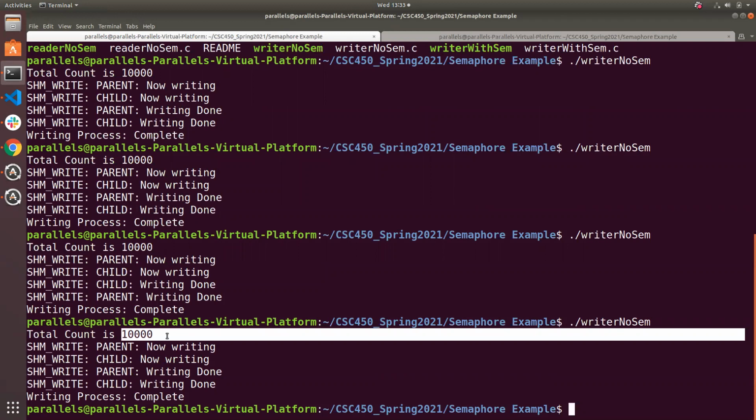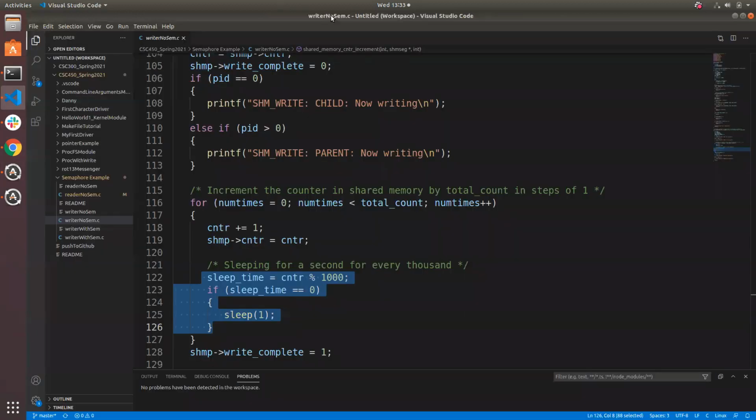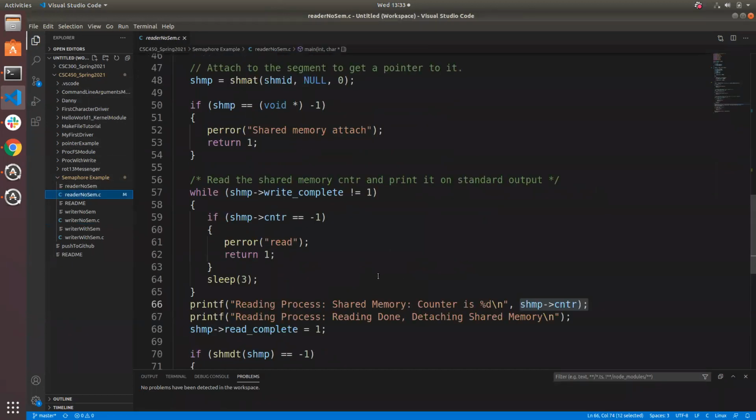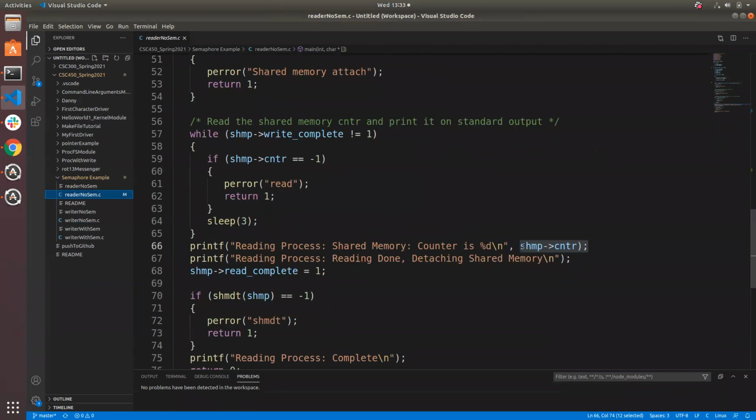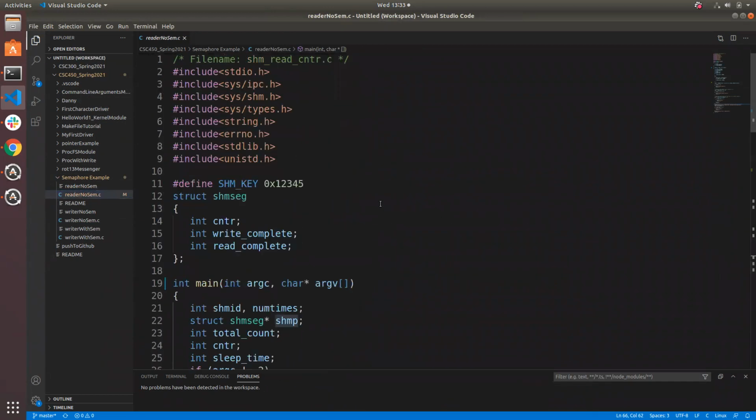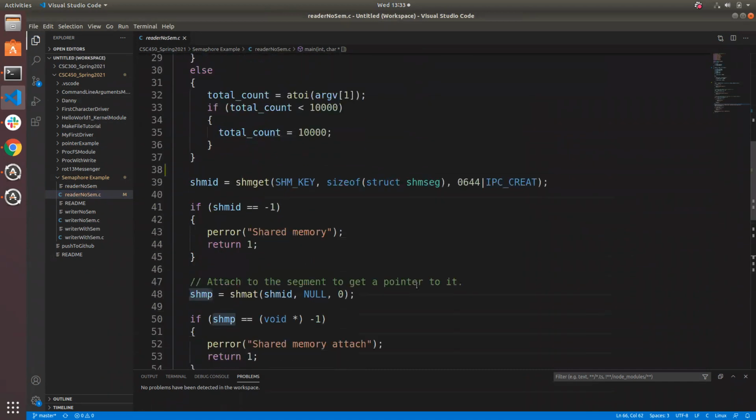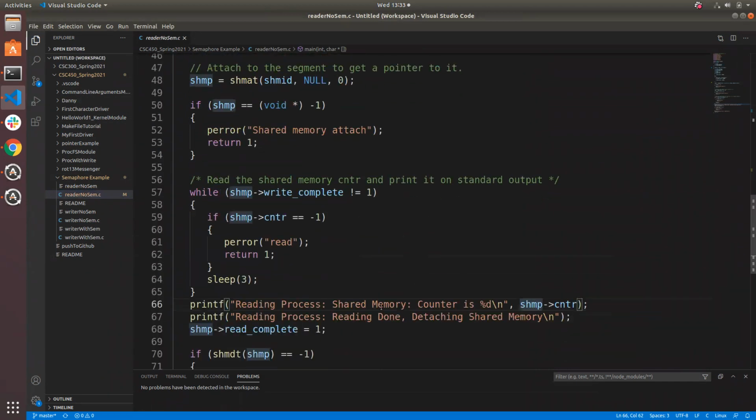So whoever wrote last is going to write the value 10,000. That's why that always happens over here. But if we go over to the reader, when does the reader actually write out the counter? All the rest of the stuff up here is very similar to the writer, right? So the reader down here, when does he actually say, here is the shared memory counter?